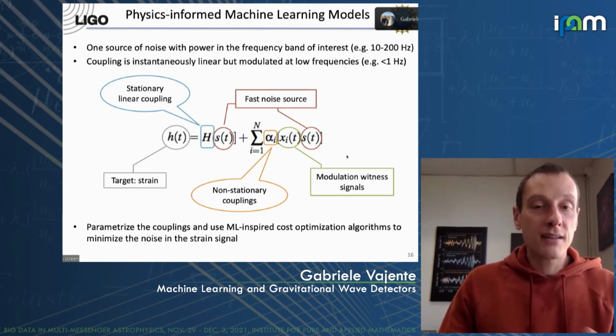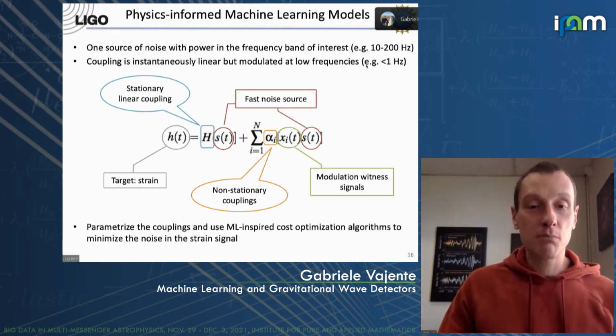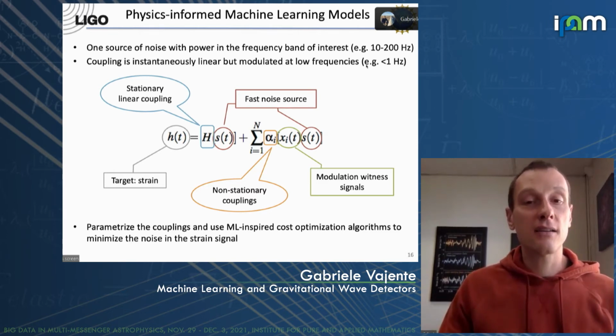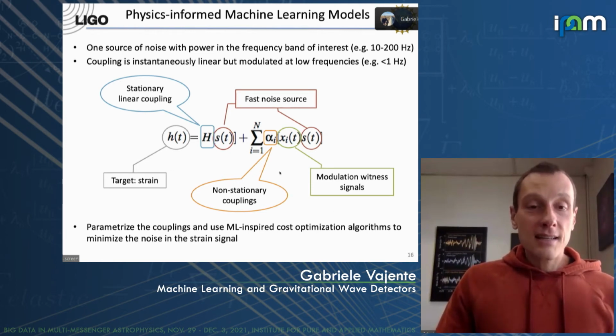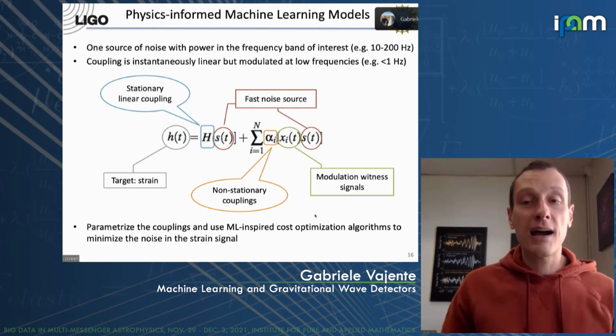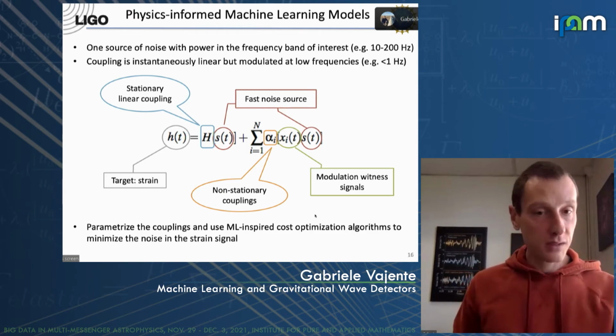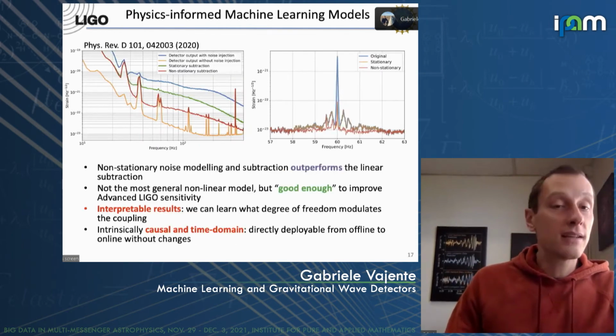The fact that you have a time product there is really a result of this idea that you split the frequency content of the signal. So the noise is witnessed by a bunch of channels and the modulation is witnessed by other channels. The advantage of this is that you can parameterize the transfer function with a very low number of parameters, and then you can use machine learning inspired algorithms to try to find the optimal parameters. And this turned out to be quite successful.